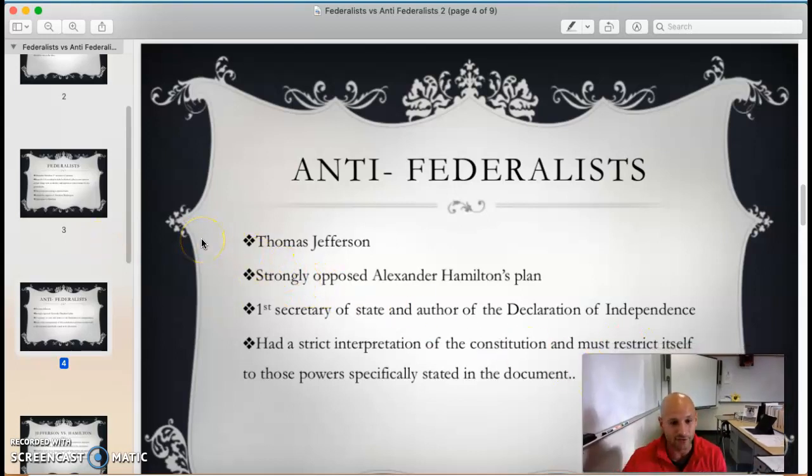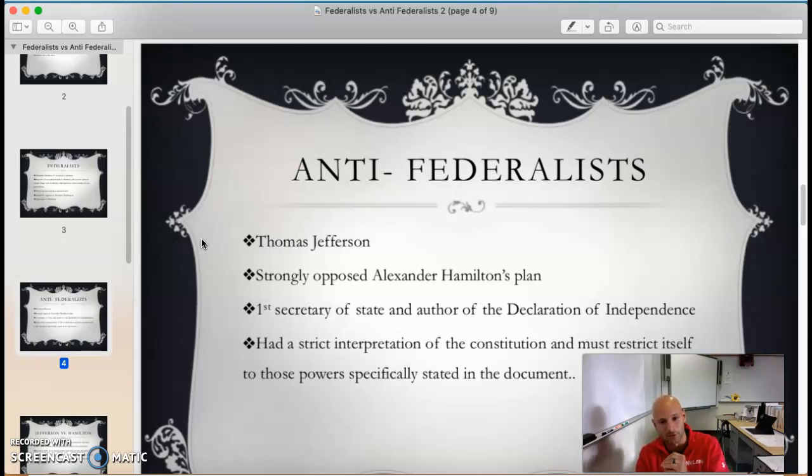And he had a strict interpretation of the Constitution and believed the government must restrict itself to those powers specifically stated in the document. So Hamilton's here and Washington's here, and they're creating this thing called the Elastic Clause, or the Necessary and Proper Clause. And they're pulling these things and saying, well, in order for taxes to happen, the government has to take control of the national bank. Jefferson said, there is no possible way that we should have a national bank. We should only have the powers that are directly written in the Constitution. Therefore, Thomas Jefferson had a strict interpretation of it.